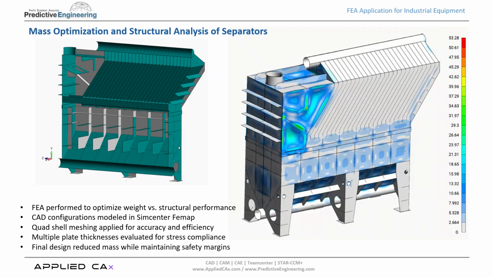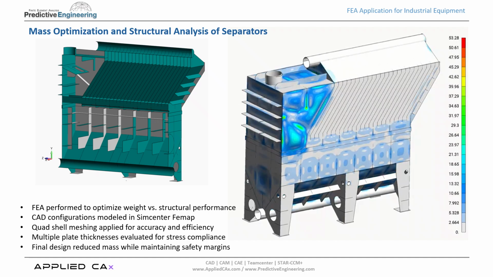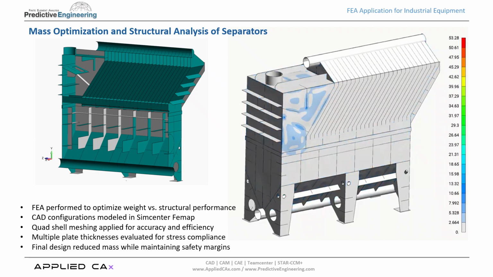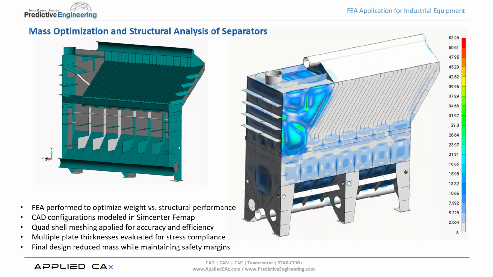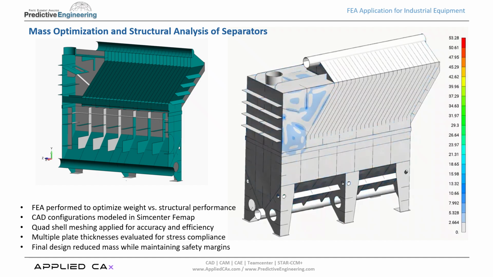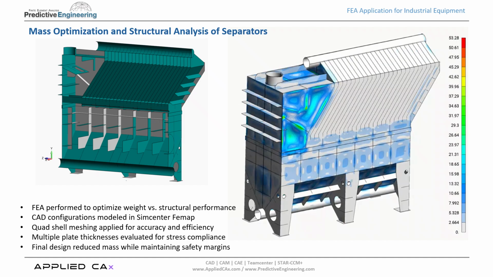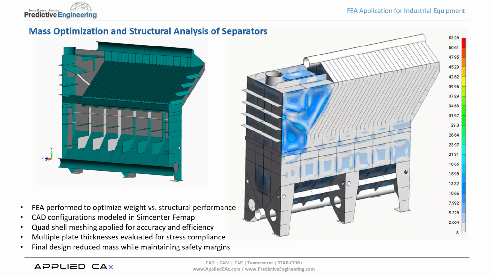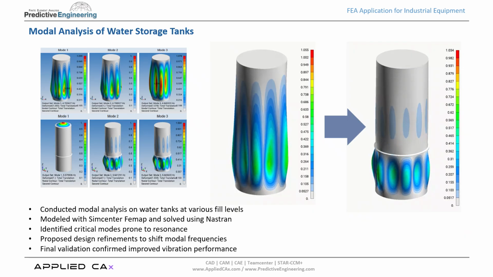In this project, we conducted FEA to evaluate weight reduction strategies for a separator. We modeled both the baseline and modified designs using SimCenter FEMAP and solved them with Nastran. To improve computational efficiency, we used quad shell meshing and tested multiple plate thicknesses. We benchmarked the results against material yield limit to ensure structural safety. In the end, the optimized configuration achieved significant weight savings without compromising mechanical integrity.